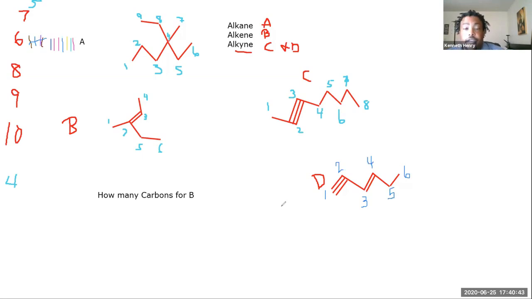Okay, so you guys know how to do alkenes, alkynes? Feeling good so far? You can tell the difference? So how many hydrogens does the first one have?